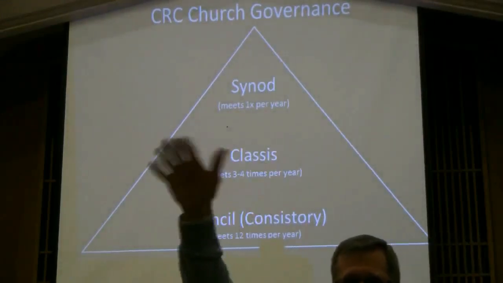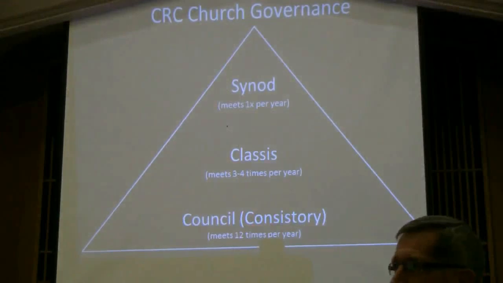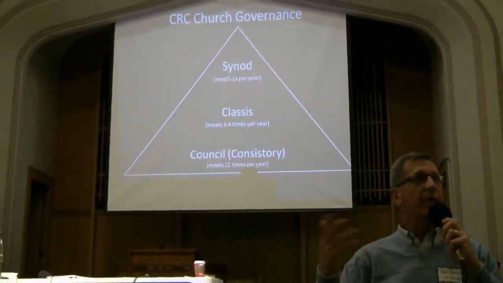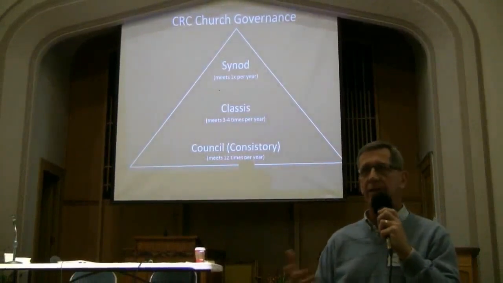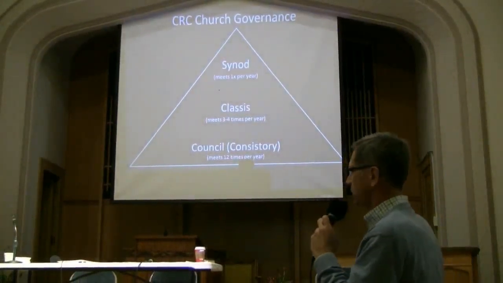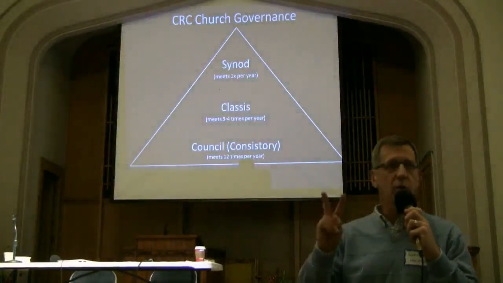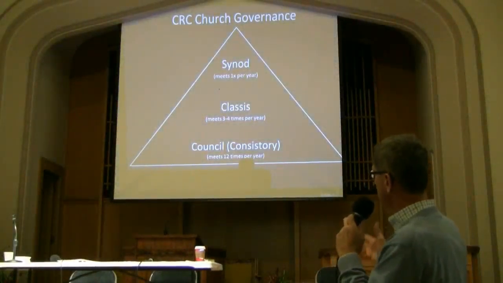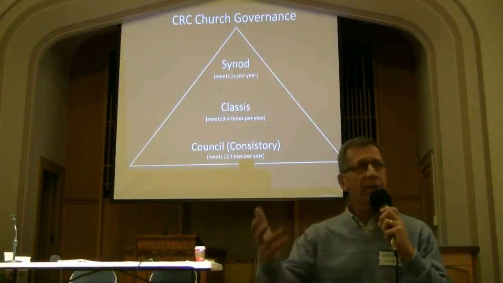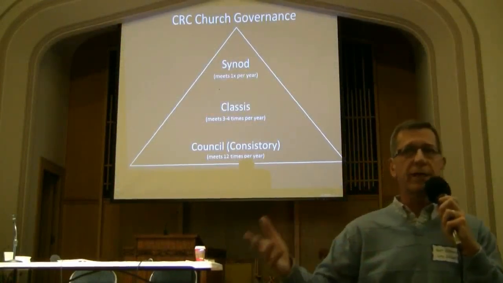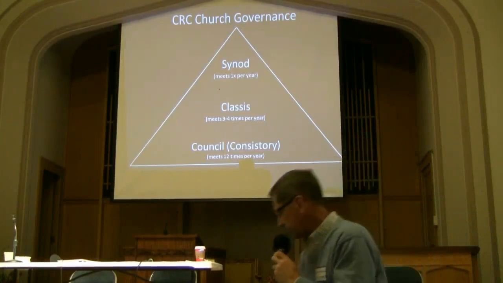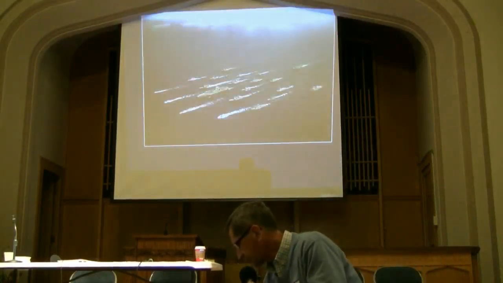Synod is the top rung of our governance, meets once a year. Classis meets 3 or 4 times a year, depending on which Classis you're in. We have meetings 3 times a year. One is for educational purposes, and 2 are for business, like we're doing tonight. And then a council or a consistory, I don't know how many times you meet, but your elders and deacons probably meet once a month. So that's kind of the order of the CRC governance.